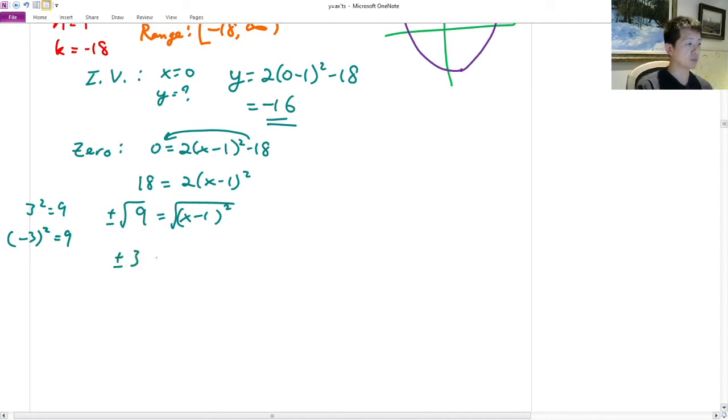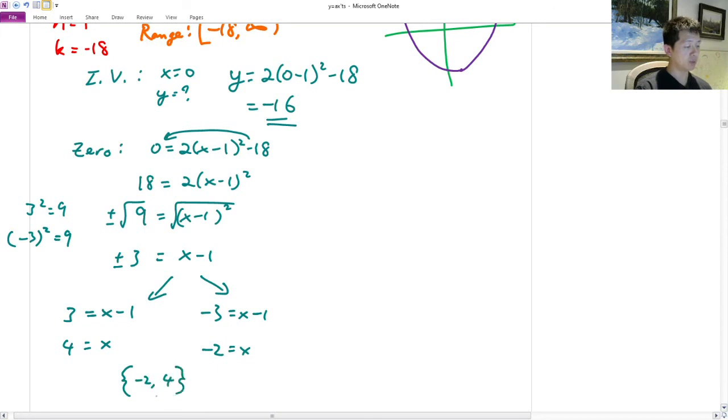So that's why we have plus or minus 3 equals x minus 1. Now we have to separate into 2 to solve for x. Because of this we have to put plus or minus. Remember that, that's very important. Now I have positive 3 equals x minus 1. That means x is equal to 4. Then on the other side I have minus 3 equals x minus 1, and then minus 2 equals x. So therefore my zeros would be {minus 2, 4}. We are putting this in the curly bracket because we are enumerating the values. Okay, so this is important.